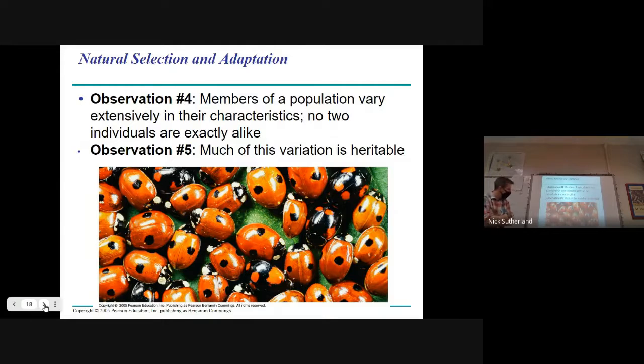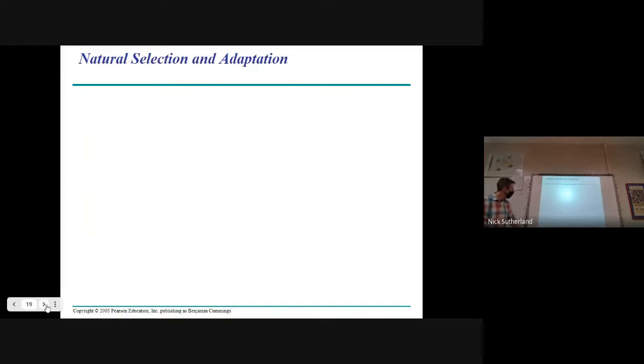And how do you know? It's their dots. Their dots are kind of like tiger stripes or fingerprints. Each dot looks the same, but it's not. It's distinctly different. It might be placed just a little bit differently. It might be irregular in another way than the bug right next to it. So members of a population vary extensively, and much of this variation is heritable. Those are two things that kind of go together, and led to these two ideas here.